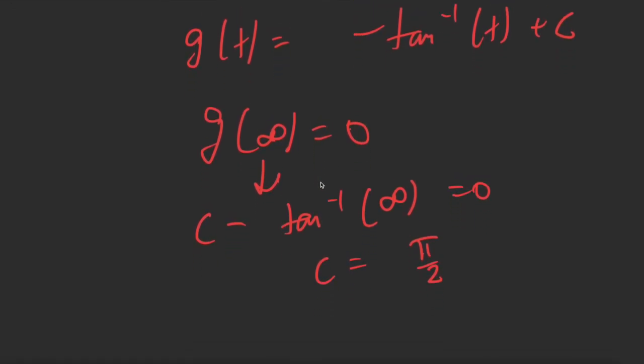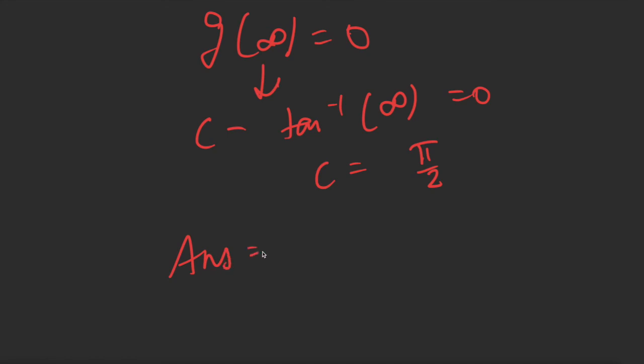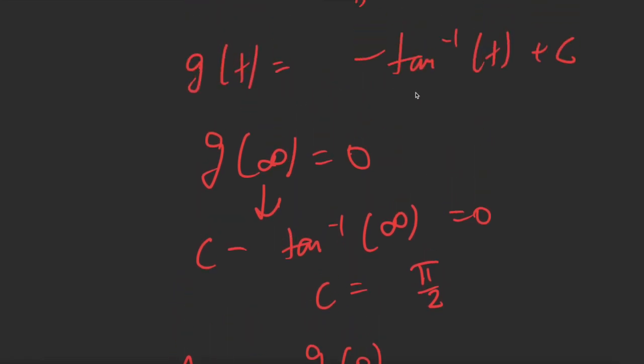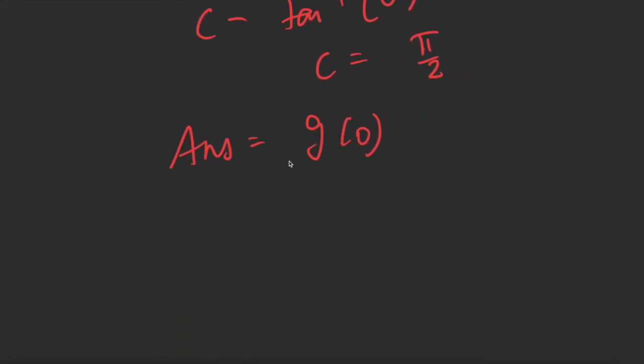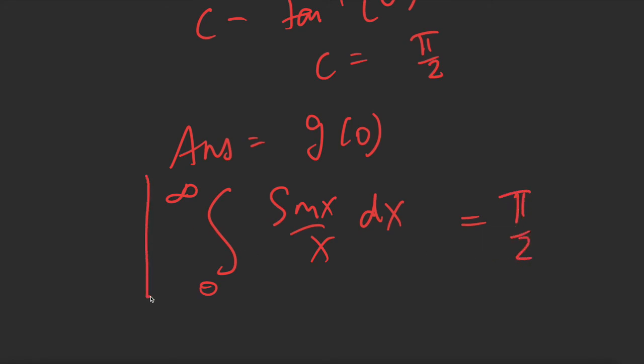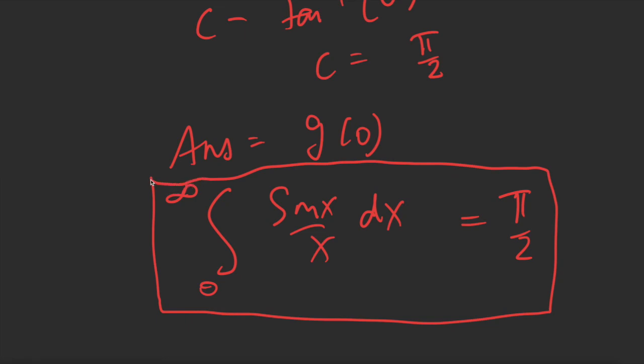And now our answer which we are looking for is equal to g of 0. So g of 0, well, tan inverse of 0 is 0. So g of 0 is c. So the final answer, integral of sin x by x dx from 0 to infinity is equal to pi by 2. And this is an amazing answer. This is one of the most perfect answers which this question could have.